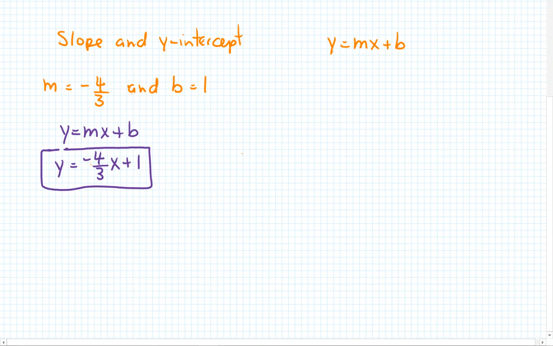Okay. Let's try another one. Suppose that m is equal to 2/5 and b is equal to -3. So go ahead and stop the video and work on this problem and find the equation of the line.